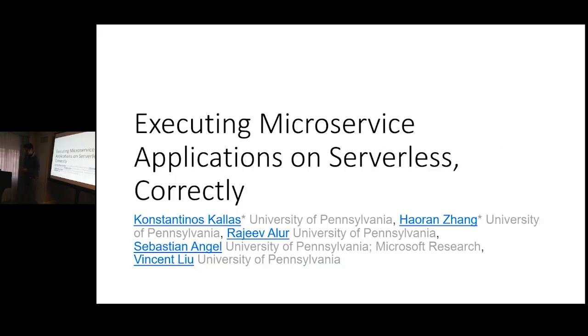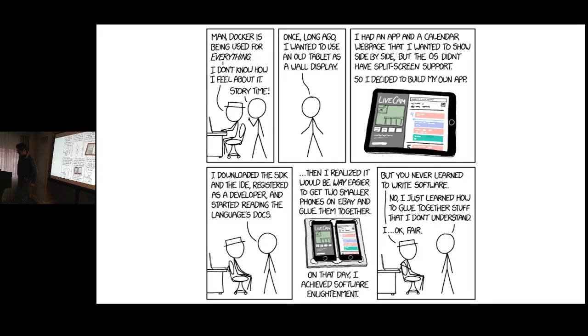So the next paper in this session is executing microservice applications on serverless correctly, by Konstantinos Kallas, Haoran Zhang, and their advisors. Large web applications these days rely on replication for scalability. It's the only way to support applications with millions and billions of users at scale: to have hundreds and thousands of machines. Demand is also spiky for web applications.